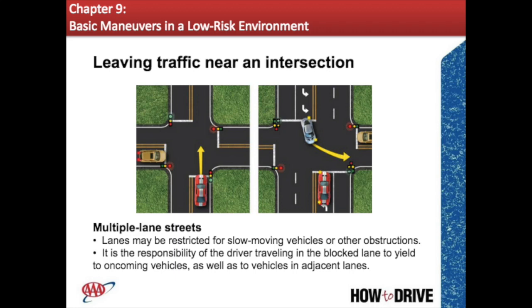Multiple lane streets. Lanes may be restricted for slow-moving vehicles or other obstructions. It is the responsibility of the driver traveling in the blocked lane to yield to oncoming vehicles as well as vehicles in adjacent lanes. Before changing lanes, ask yourself, will other vehicles either ahead or behind me be making the same moves that I intend to make? Is there anyone in the lane that I wish to enter? Will any adjacent vehicle also attempt to enter the same lane that I intend to move into? And finally, is anyone approaching rapidly from the rear?